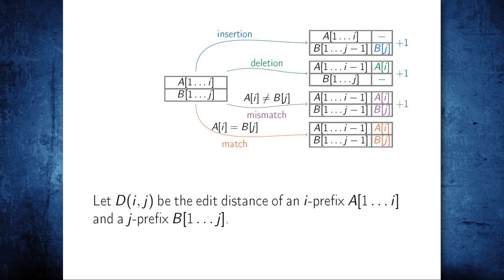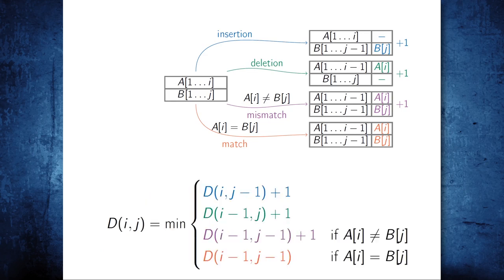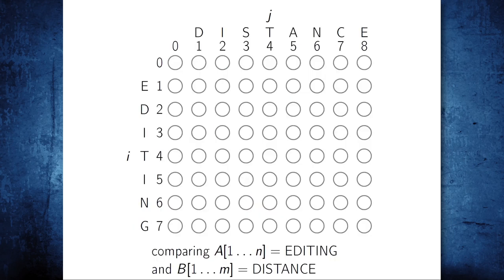Let's denote d_ij to be the edit distance between an i-prefix and a j-prefix, and in this case the figure at the top of the slide illustrates the following recurrence. d_ij is equal to the minimum of the following four values: d_i,j-1 plus 1, d_i-1,j plus 1, d_i-1,j-1 plus 1 in the case the last two symbols in the i-prefix of A and the j-prefix of B are different, and d_i-1,j-1 if the last symbols in the i-prefix and j-prefix are the same.